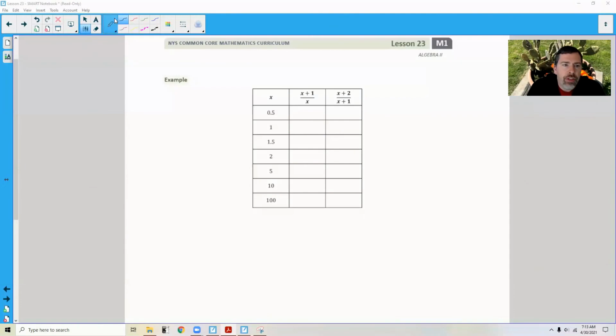Okay, page 3 brings us to an example. So let's do it. So this is a table with x values, and this is a function x plus 1 over x, and this one is x plus 2 over x plus 1, and we're just going to substitute in. There's not a whole lot of room to show work, and I think we're beyond having to show this kind of work at this level, so let's just go.